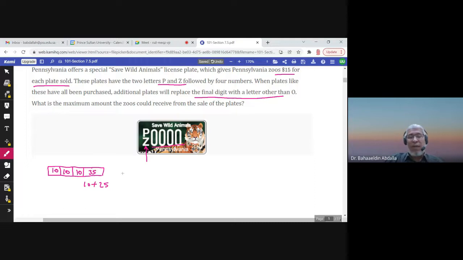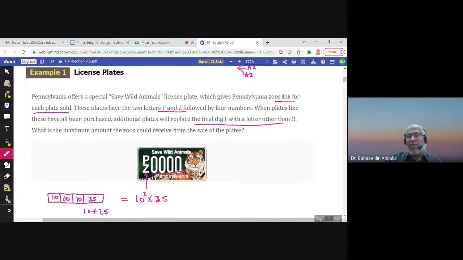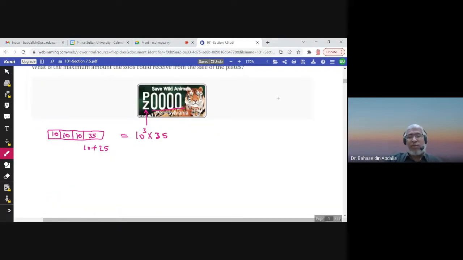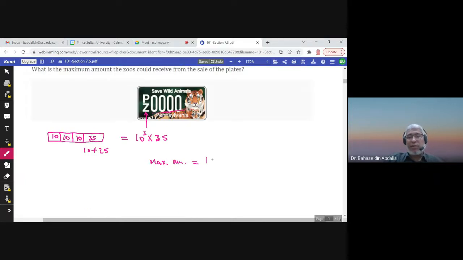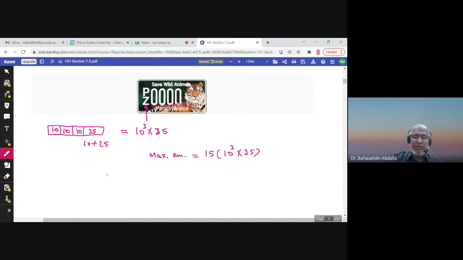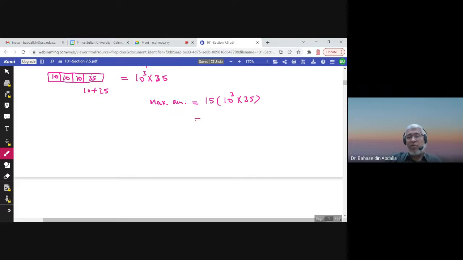So the number of plates would be 10 to the power 3 times 35. These are the number of different plates the zoo can make. The question, what is the maximum amount that the zoos could receive? Well, they sell each one for $15, so the maximum amount would be $15 times the number of possible plates. Please use your calculator always to find the final answer.